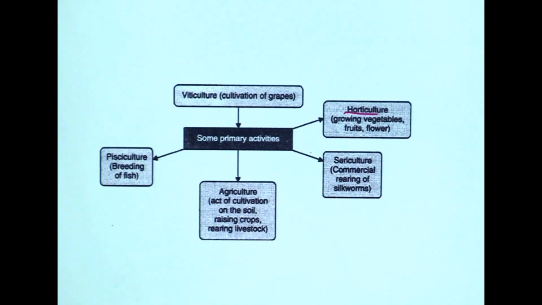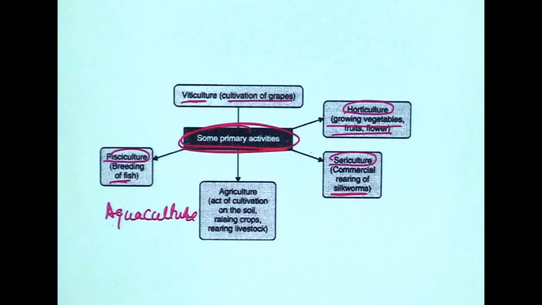Also, horticulture is growing vegetables, fruits, flowers. Sericulture is commercial rearing of silkworm. Pisciculture is breeding of fish, essentially part and parcel of aquaculture. And we have taken already viticulture, the cultivation of grapes. Some primary activities can by default be given some specialized name, and don't miss to read out agriculture. It is the act of cultivation on soil, raising crops and rearing livestock. I am talking about what?